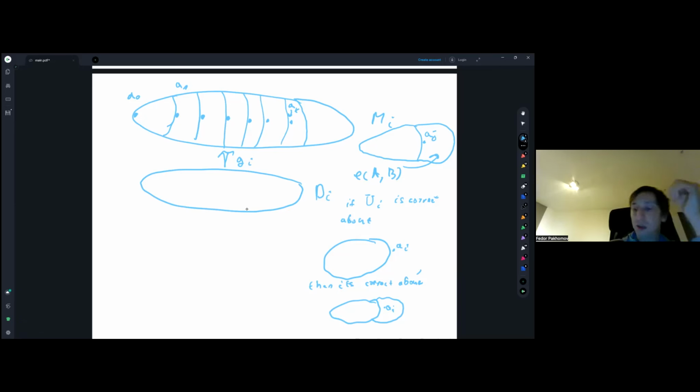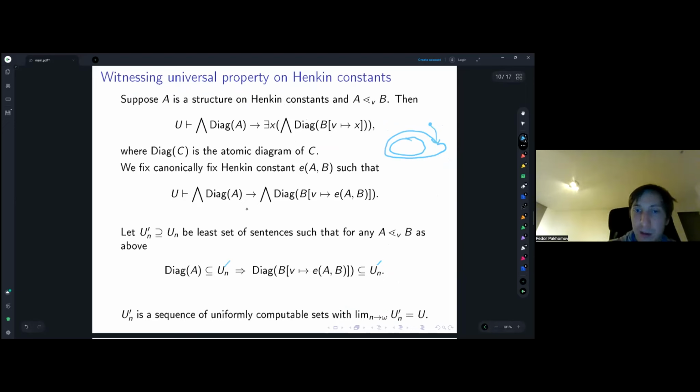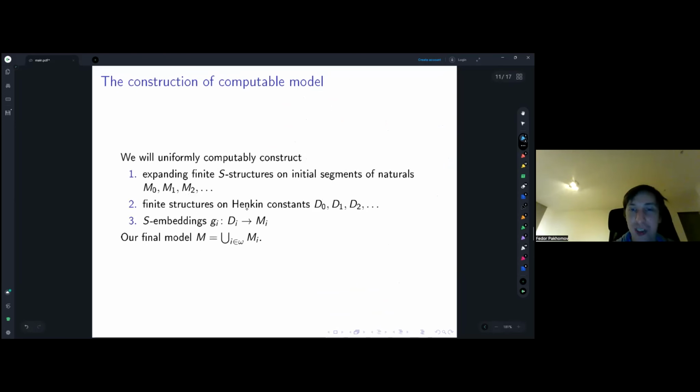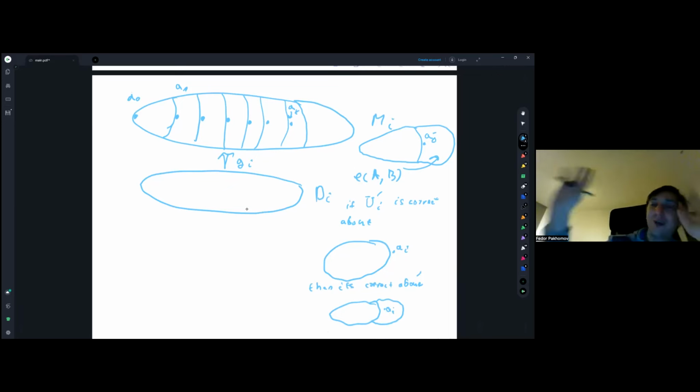So this is guaranteed with this closure property that we have here. And by correctness, I mean exactly this condition: this diagram of the structure is a subset of the corresponding approximation UI. So it's not UI, it should be UI prime, of course. So correctness simply means that the atomic diagram is a subset of UI. Correct.